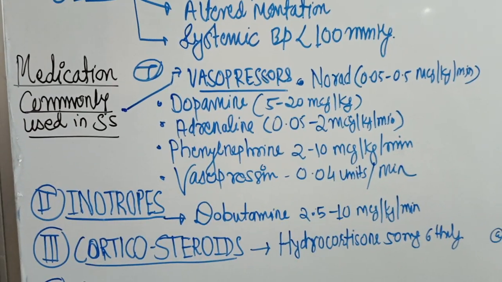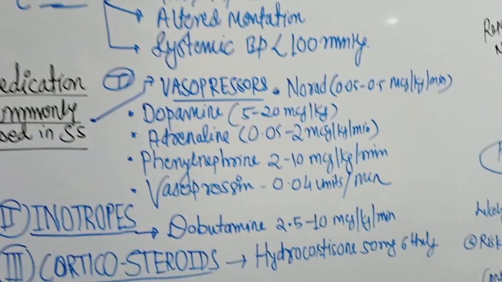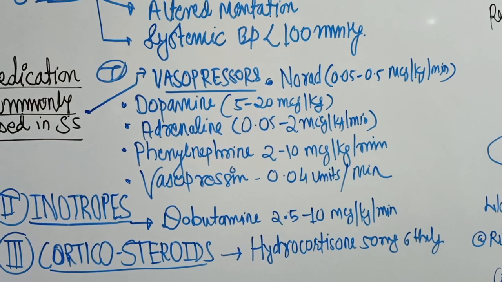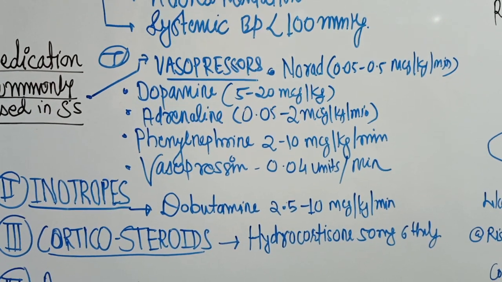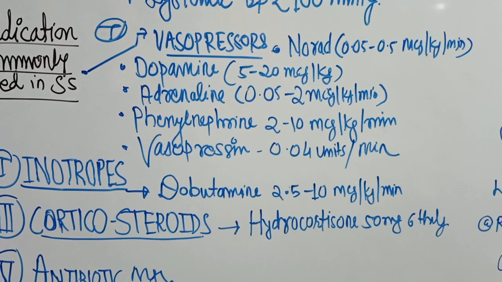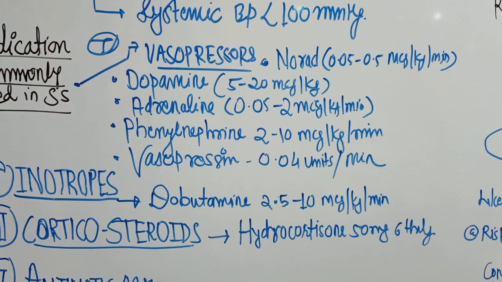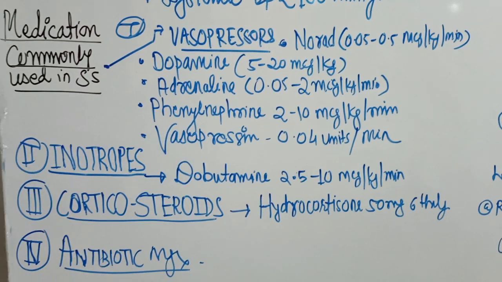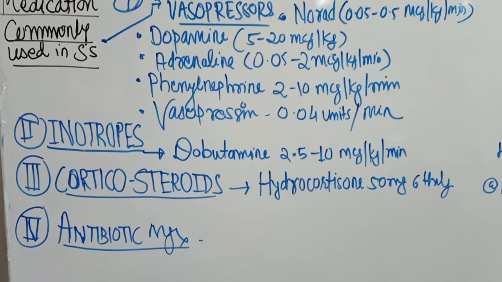So what are the common medications which are used in septic shock? Number one, vasopressors. A number of vasopressors are there. Noradrenaline in a dose of 0.05 to 0.5 microgram per kg per minute. Dopamine 5 to 20 microgram per kg per minute. Adrenaline 0.05 to 2 microgram per kg per minute. Phenylephrine 2 to 10 microgram per kg per minute. Vasopressin 0.04 units per minute.